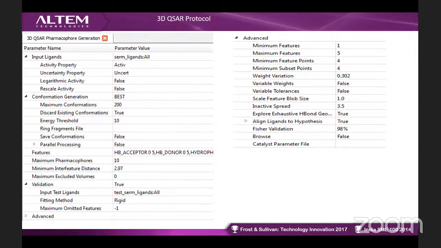In case you want cross validation here itself, you can input your test set molecules and introduce a leave-one-out or cross method here, by introducing an omitting feature of -1, and you can predict your results. If I still want my pharmacophore to be statistically validated, you can even introduce a Fisher validation, one of the statistical parameter methods to validate your pharmacophore using these options. You can give 98%, 95% or 90% and then predict your result. So this is the XML setup for your 3D QSAR pharmacophore protocol.